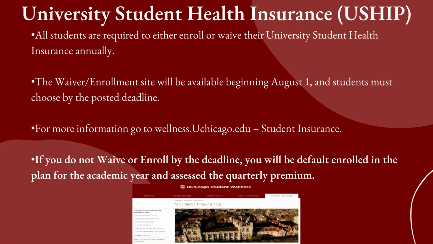term. As a helpful reminder, all students are required to either enroll or waive the University Student Health Insurance Plan annually. The waiver enrollment site will be available beginning August 1st, and students must make a choice by the posted deadline. For more information, go to wellness.uchicago.edu Student Insurance. If you do not waive or enroll by the deadline, you will be default enrolled in the plan for the academic year and assessed the quarterly premium.